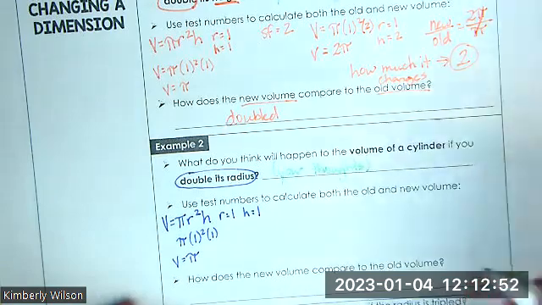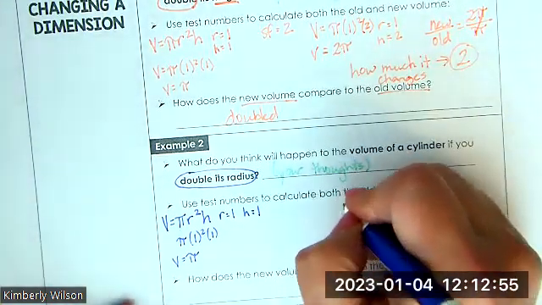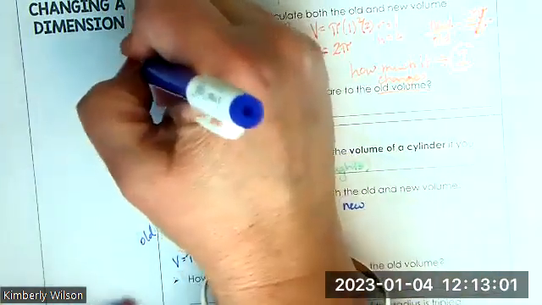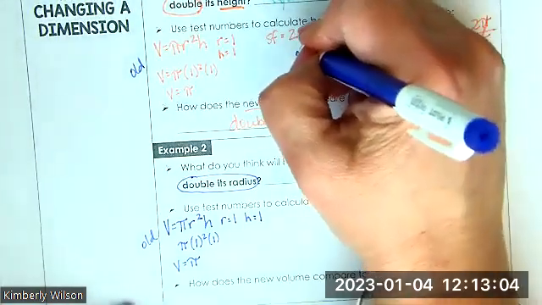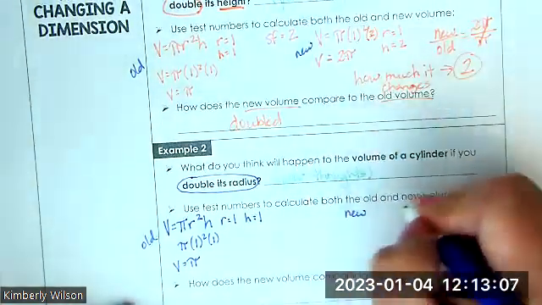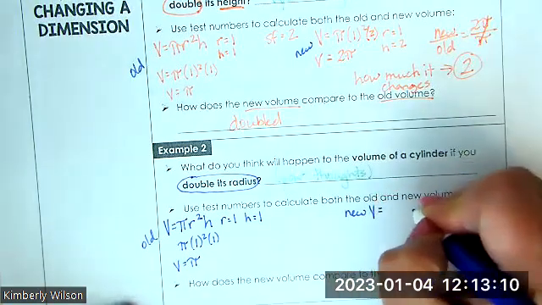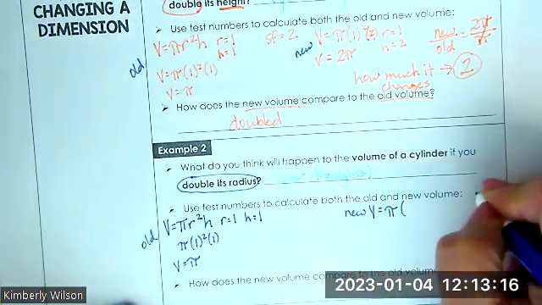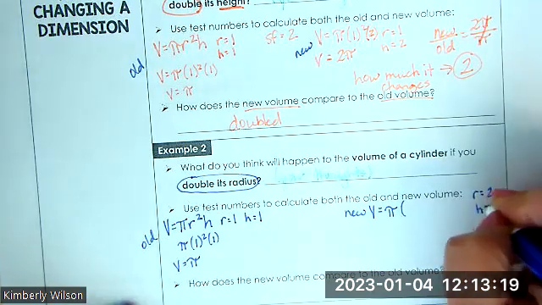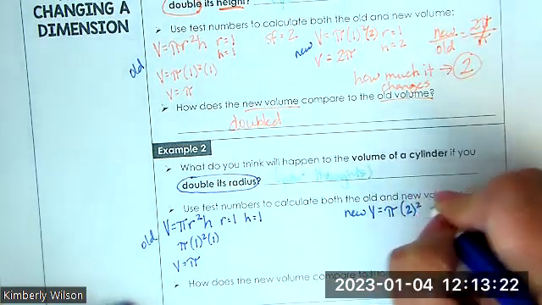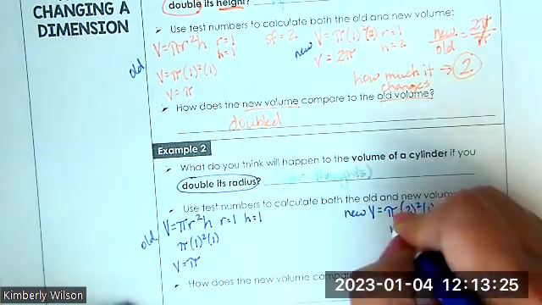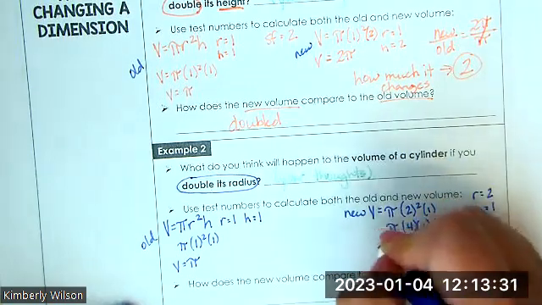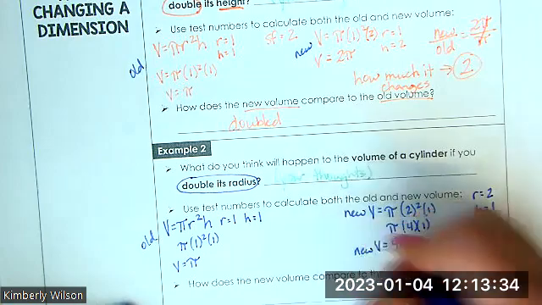But we're going to see the difference here is the new. So this is my old one, and this is new. So for the new volume, it's doubling the radius. So we're going to have pi times, now my radius is equal to 2, my height is equal to 1. So I have 2 squared times 1. So that's going to be pi times 4 times 1. So 4 pi is what my new volume is.